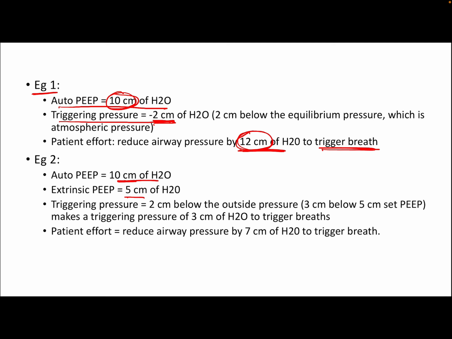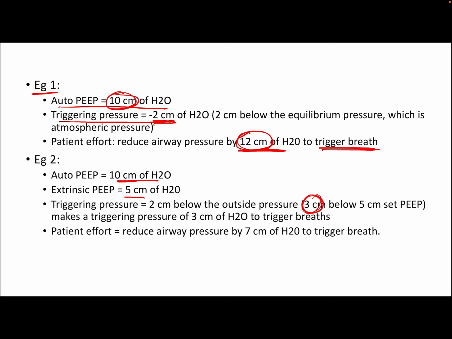So with an extrinsic PEEP of 5, the airway pressure that is needed to trigger breathing will be 2 centimeters of mercury below the equilibrium pressure, which is now 5. 5 is my extrinsic PEEP. 5 is what the airway has to get equilibrated with. So if you want to bring the pressure 2 centimeters below that outside pressure, it should essentially reach 3 centimeters of water to trigger breaths.